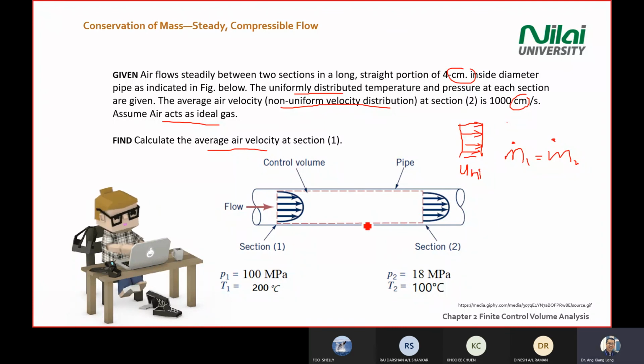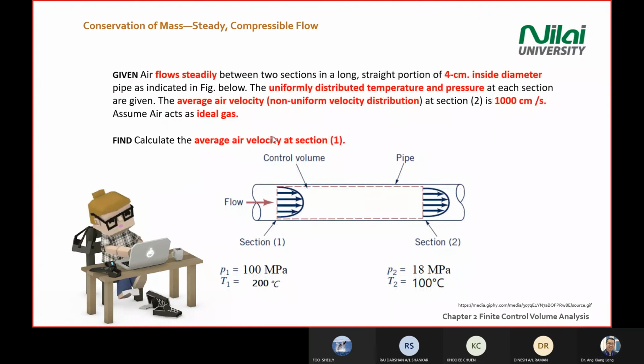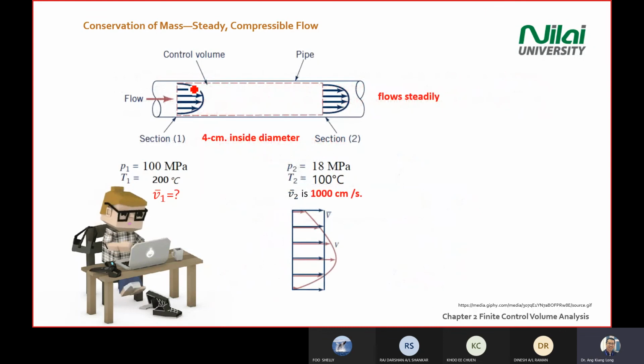Okay. So how do we solve? How will we find the average velocity for section 1? By using the continuity equation. So move forward. We write all the information we have. What is missing is your V1. Velocity at point 1 is missing. V2 is 1000 cm over second.